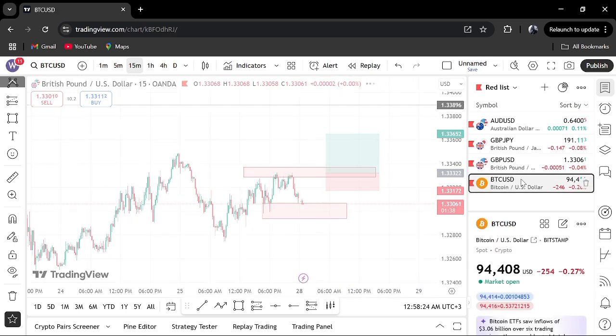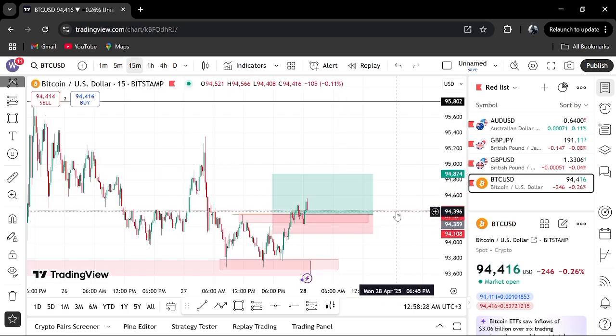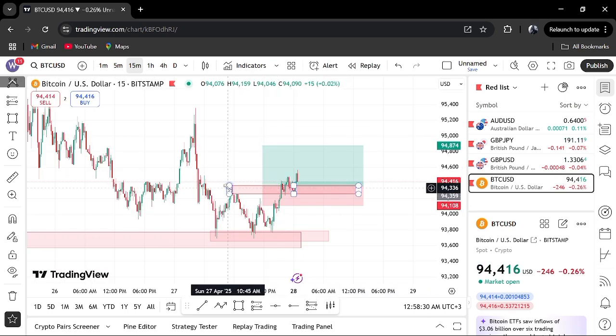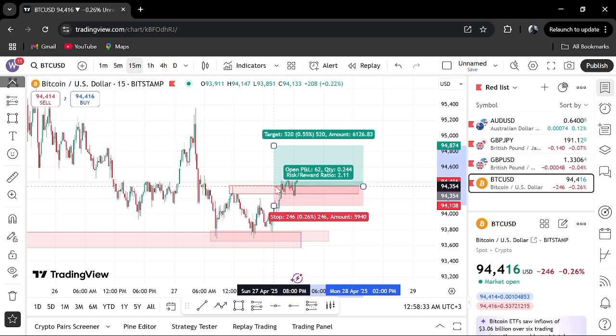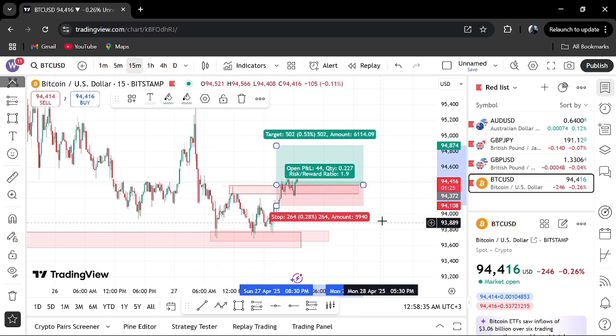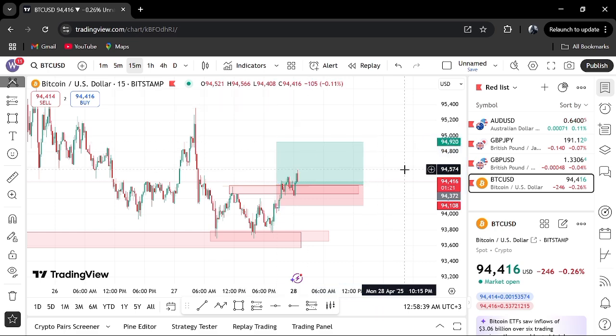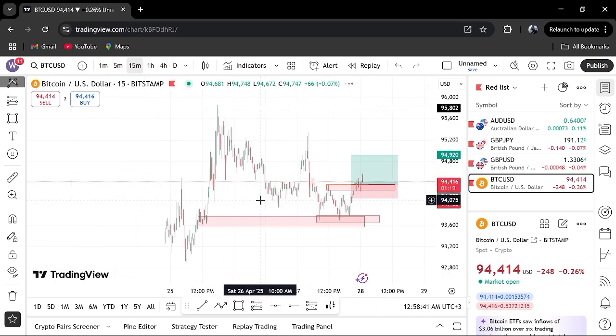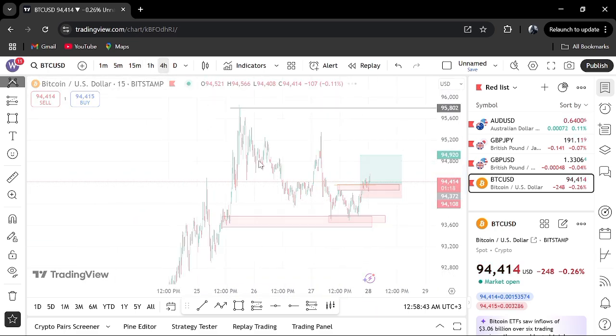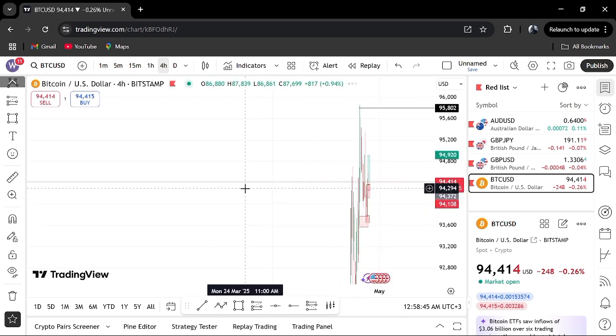The last pair is Bitcoin USD. Bitcoin USD has really moved. I'm even in a trade, so you can see this trade I placed earlier today. It's just 1 to 2. You can also check the analysis. We come back to the 4 hours.